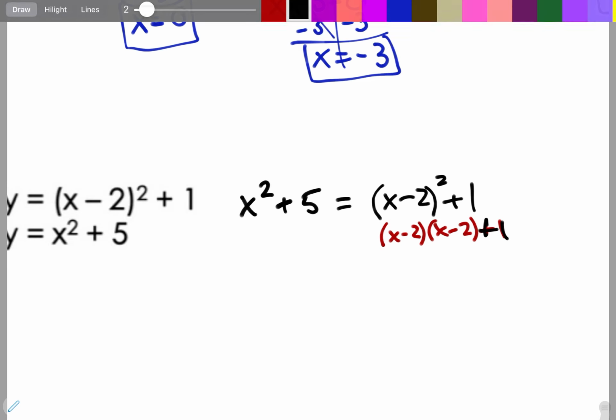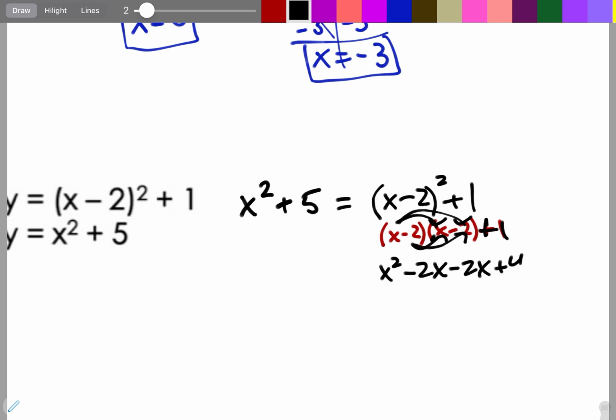x times x, x squared, x times negative 2, negative 2x, negative 2 times x, negative 2x, negative 2 times negative 2, positive 4. Bring down the plus 1, and you'll get a 5 at the end. And then we also got to combine those two as well. This becomes x squared minus 4x plus 5.